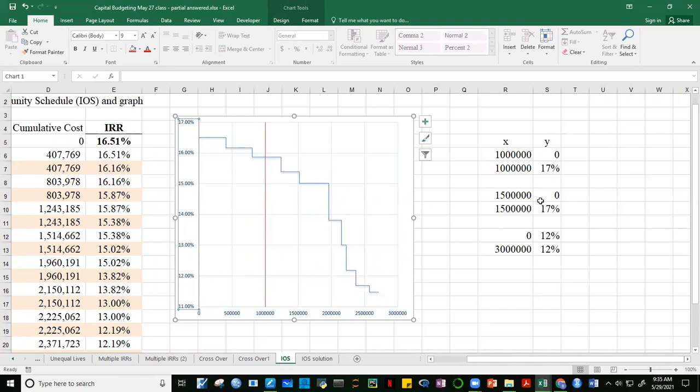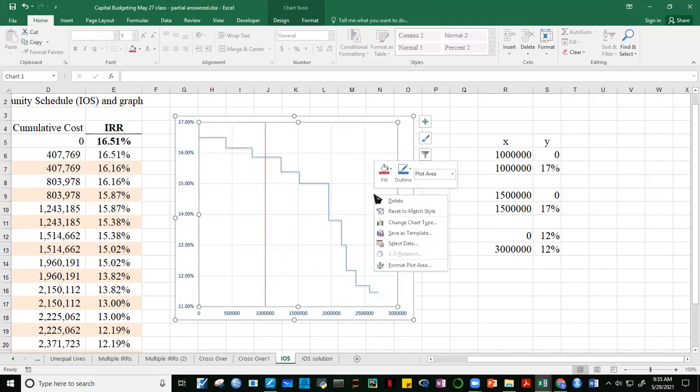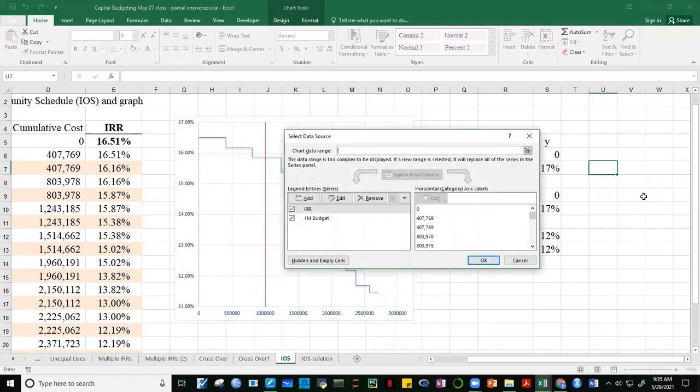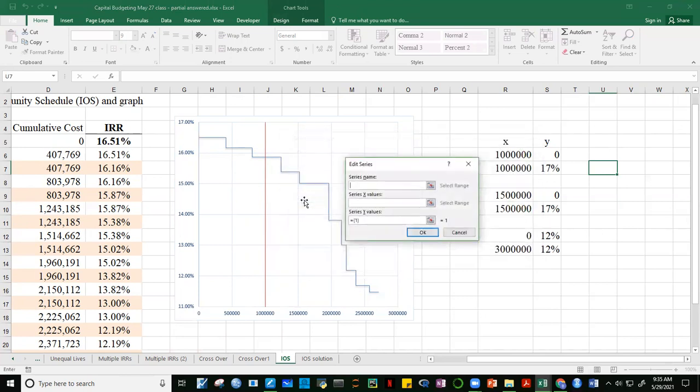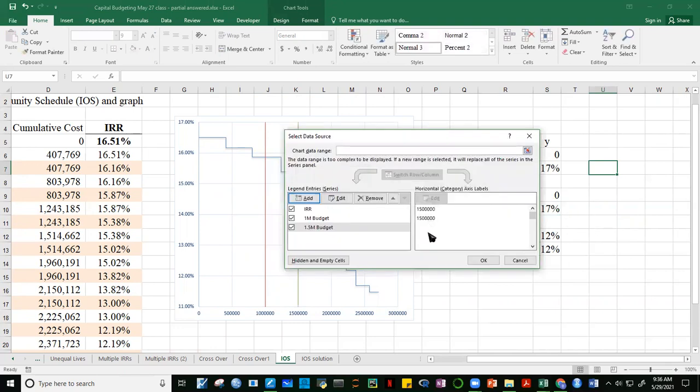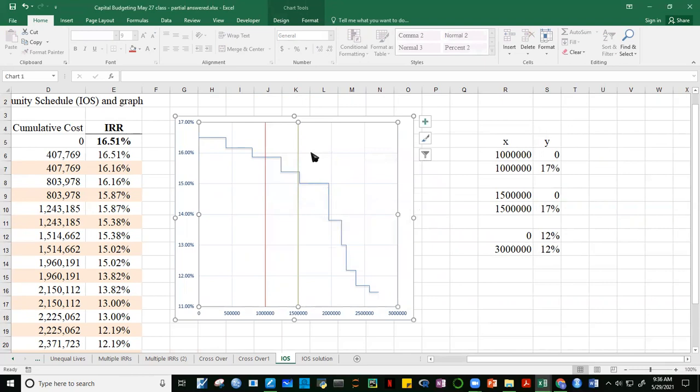If, for example, we want to insert 1,500,000, the same thing: right click on your plot, select data, then add. So let's say we call it 1.5M budget. Your x-axis is these two, 1.5 million. And then for your y, we have to delete this and highlight the 0 and 17%. Then okay. Then we now have this.